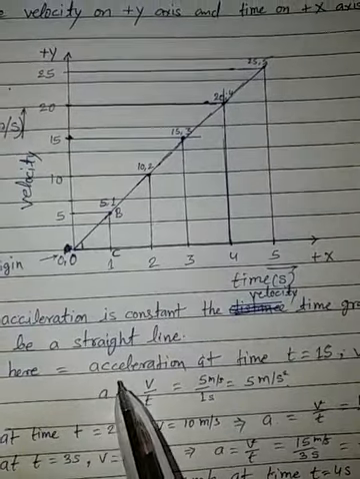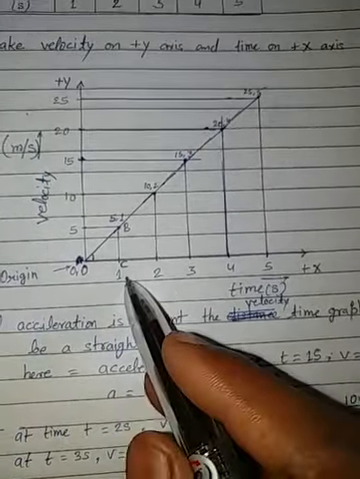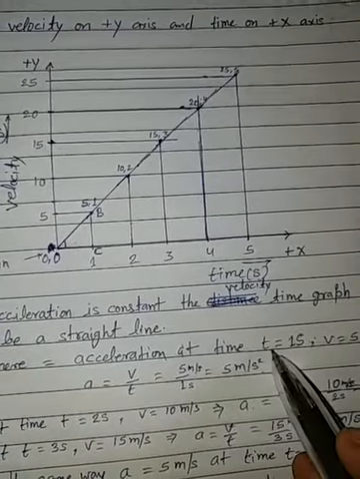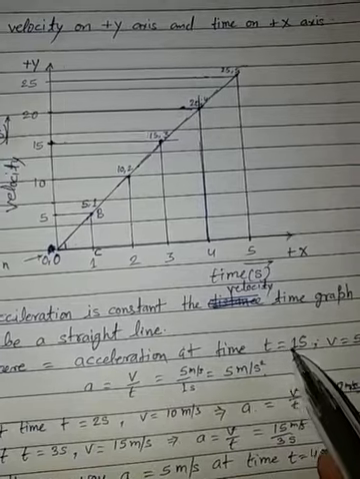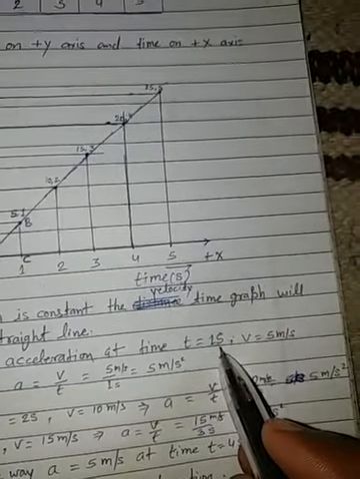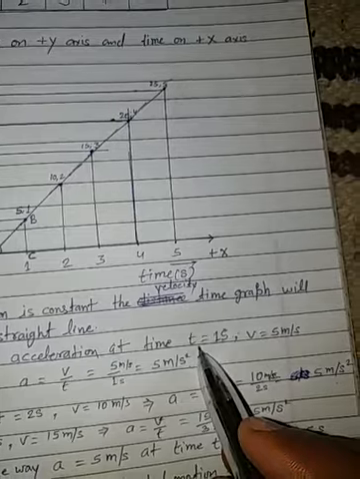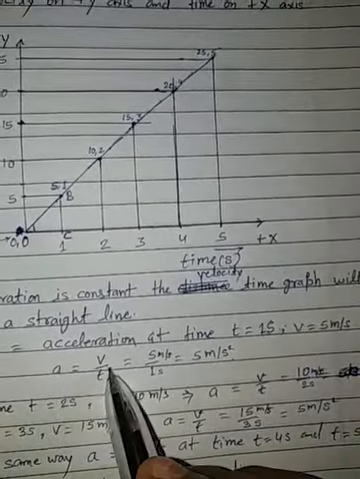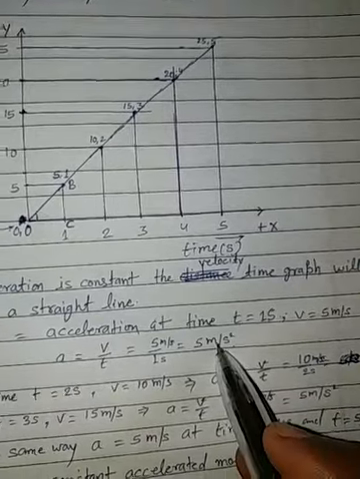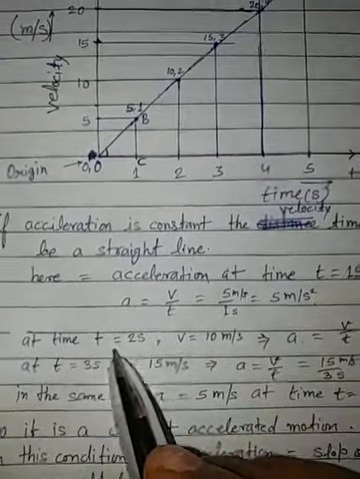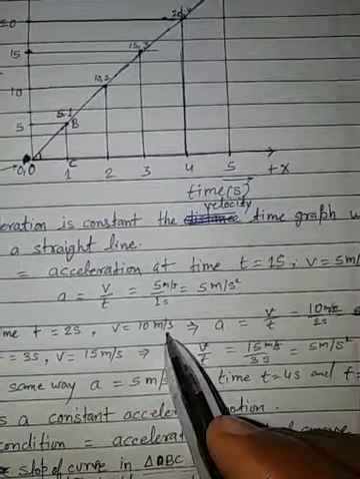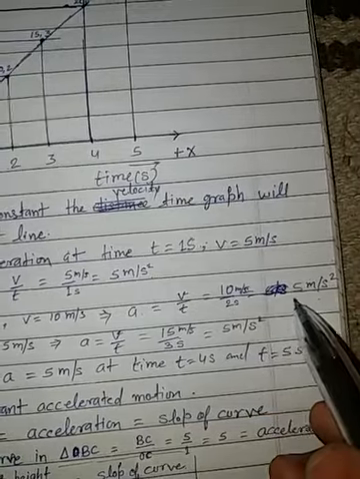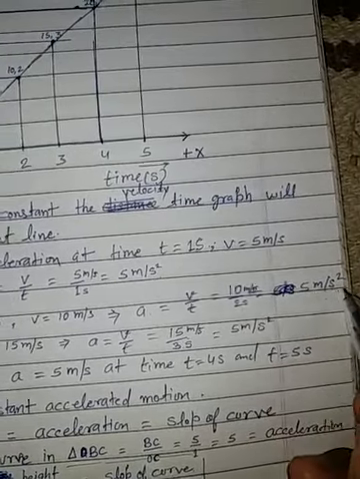We are finding acceleration at the different point of time. We are getting acceleration at a time t equal to 1 second. At the time t is equal to 1 second, velocity is 5 meter per second. So the acceleration will be v upon t, 5 meter per second square. In this way, at t equal to 2 second, v equal to 10 meter per second. So a will be 10 divided by 2, 5 meter per second square.